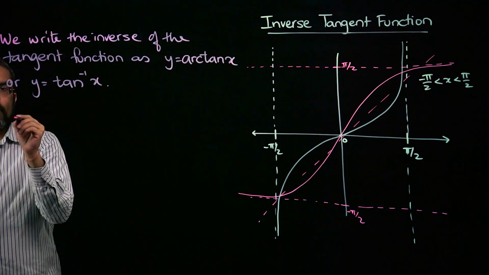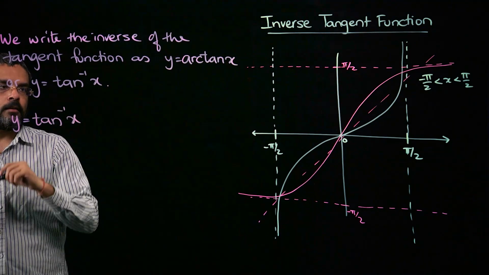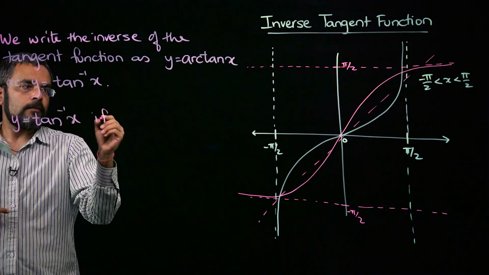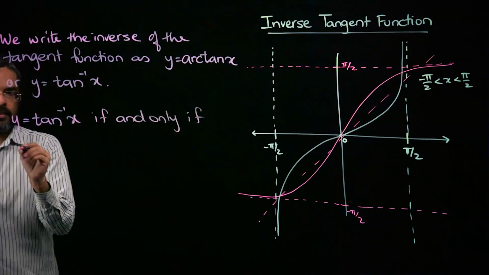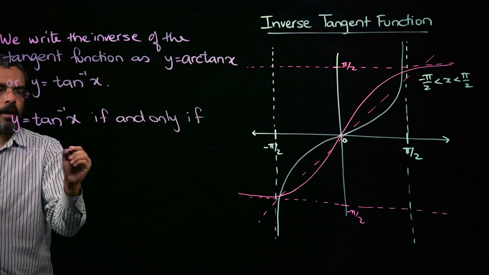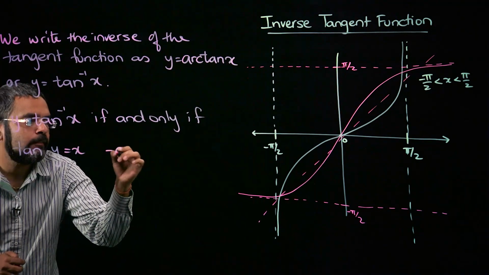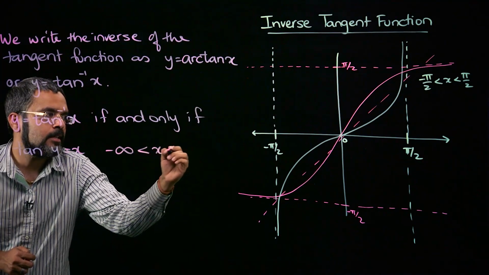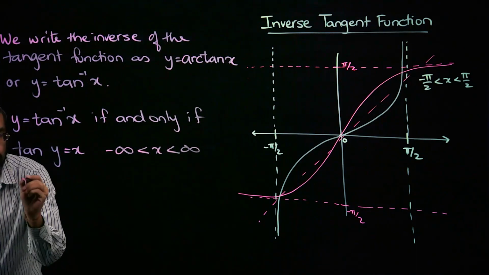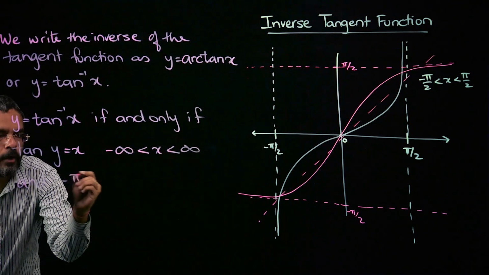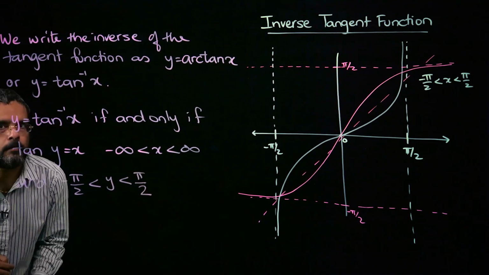And we say that y equals tan inverse of x, right, if and only if tan of y equals x, okay, where negative infinity less than x less than infinity, okay, and negative pi over 2 less than y less than pi over 2.